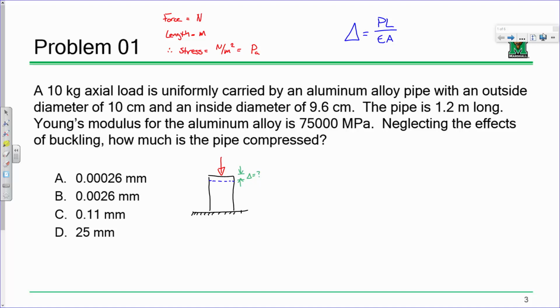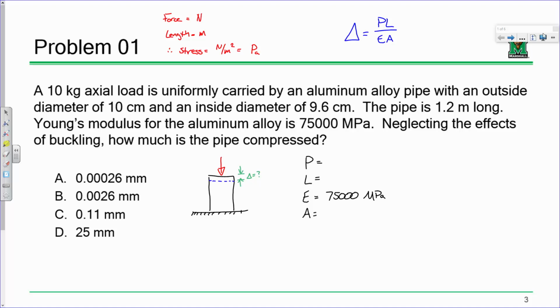All right? So let's see if we can determine some quantities right off the bat. We're trying to determine how much the pipe is compressed. So we're going to need a P, an L, an E, and an A. We're going to need this in order to determine this quantity. So does anybody know one of these right off the bat? E. Okay. Now this is 75,000 megapascals. Okay. Now here's the thing.